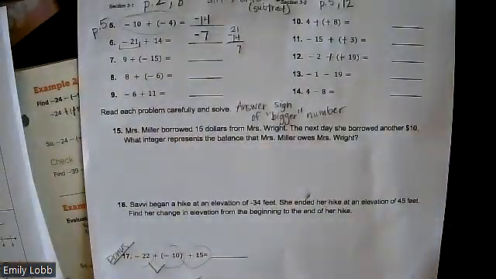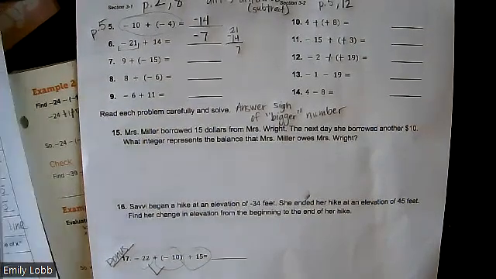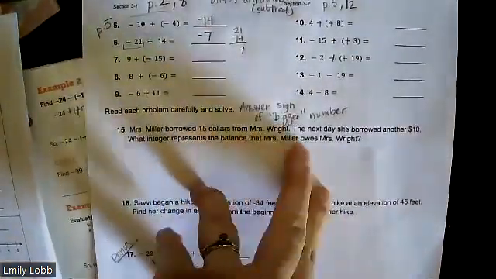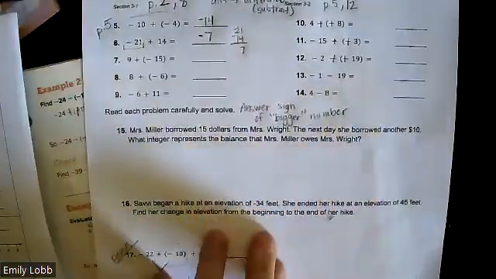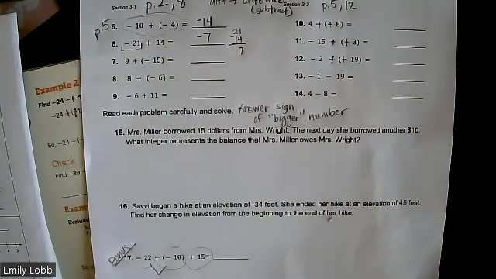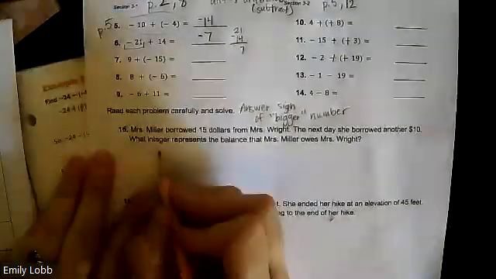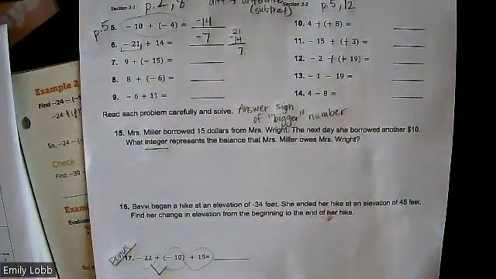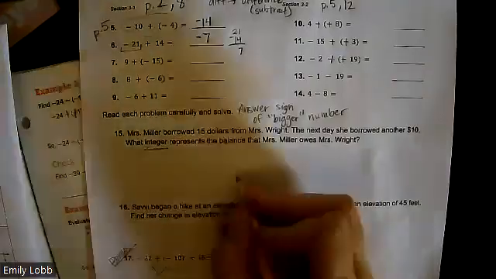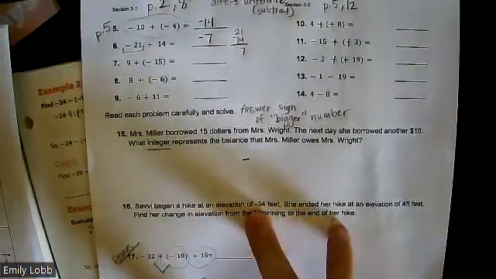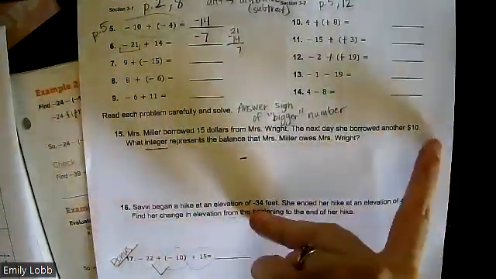Now think through carefully your word problems. If you're looking for word problems, find things. It says, Mrs. Miller borrowed $15 from Mrs. Wright. The next day, she borrowed another $10. So if she's borrowing money, it's asking what she owes and what integer. So would she have a positive amount or a negative amount if she owes money? Negative. Very good.